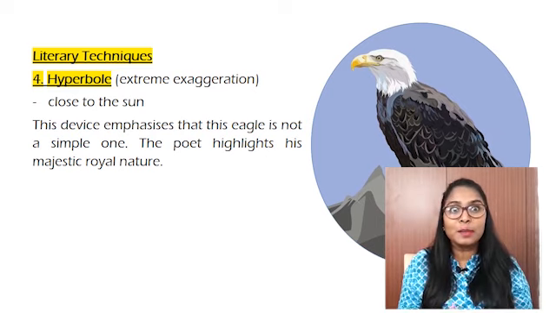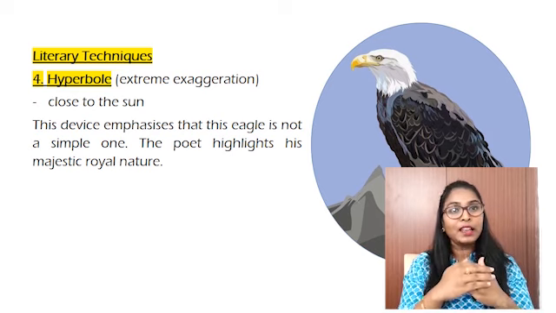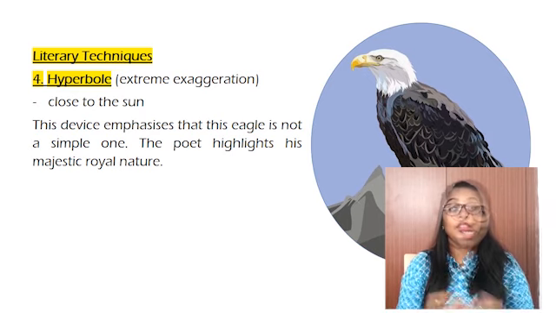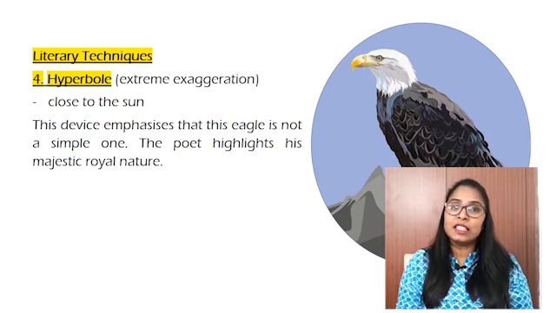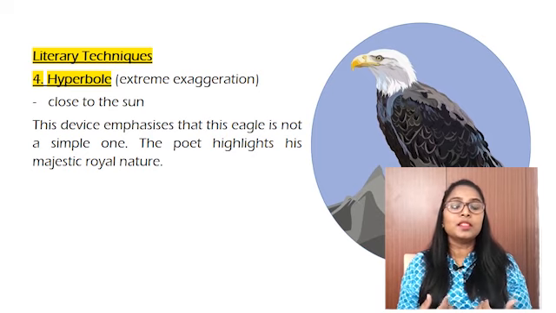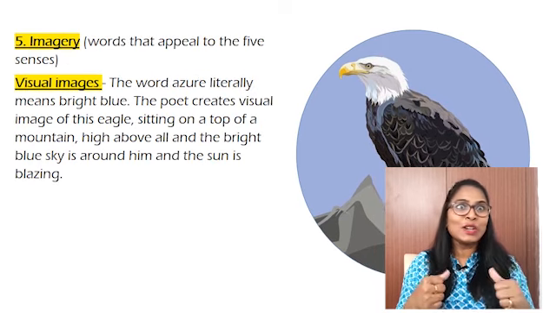भाई अगर वो sun के पास जाएगा तो he'll burn itself, right? So हम ऐसा तो नहीं चाहते, but ये extreme exaggeration है जहाँ पे the poet is saying our eagle is very close to the sun. Now, by saying that the eagle is close to the sun, the poet is showing the majestic or royal nature of our bird, because remember, it's not an ordinary bird.